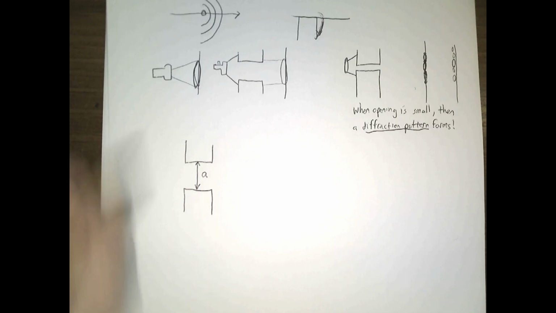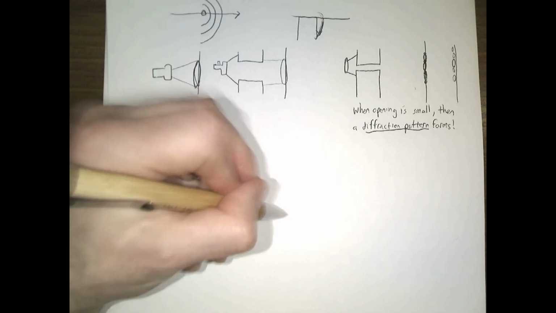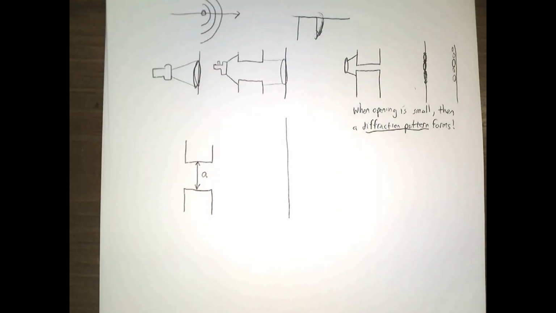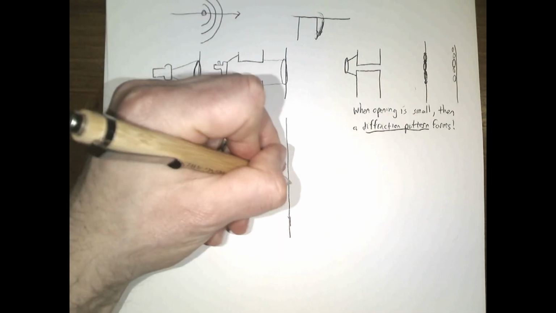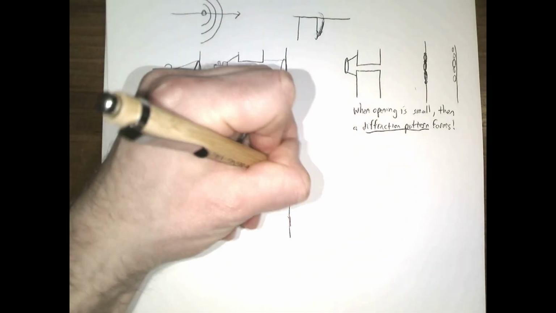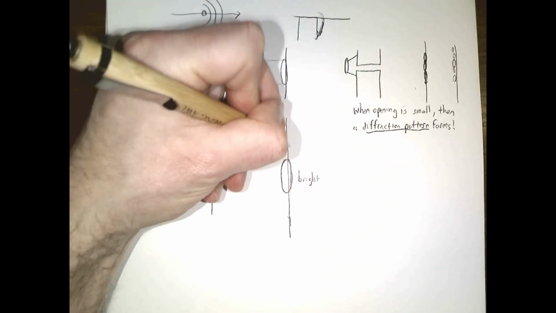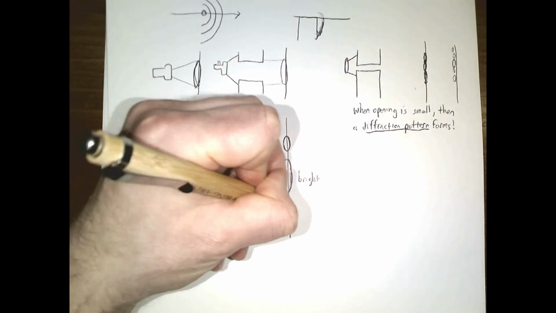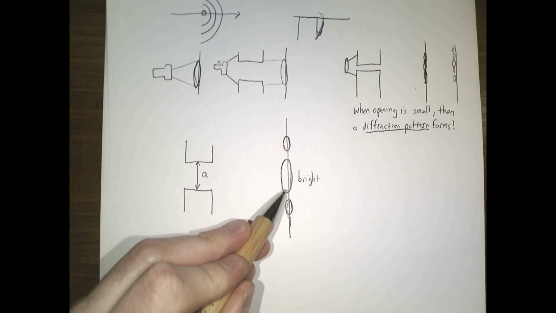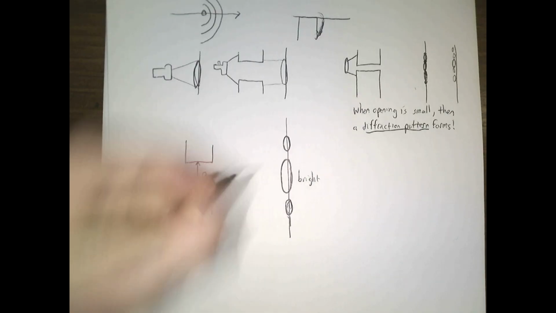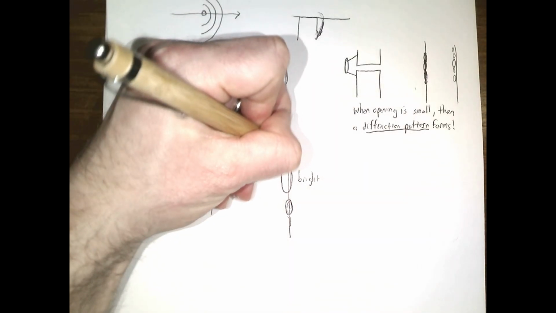And light comes through here. Light's going to shine on this wall. And we've already said that there's going to be bright and dark spots. So we get a bright spot here at the center, and then we get a smaller bright spot, symmetrical on either side of that. And then in between the central spot and these secondary spots are these dark areas.